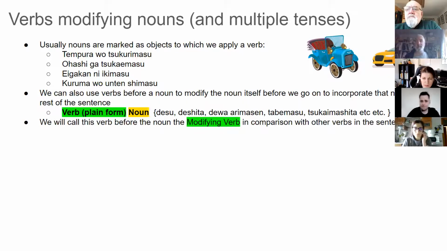Okay, so let's call this verb the modifying verb. We can think of it a little bit like an adjective, a describing word. So we'll call it the modifying verb so that we separate it from any other verbs in the sentence.